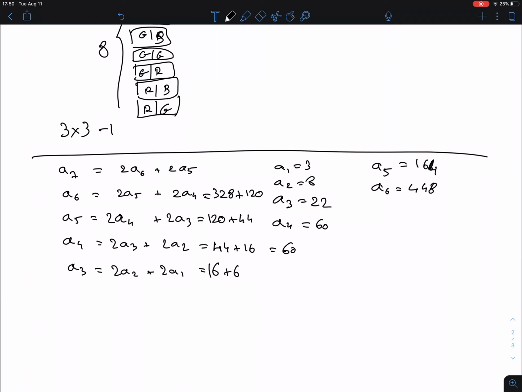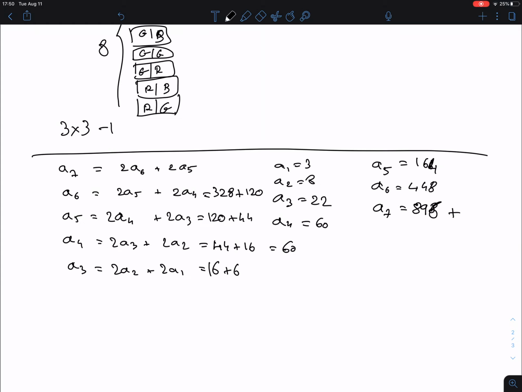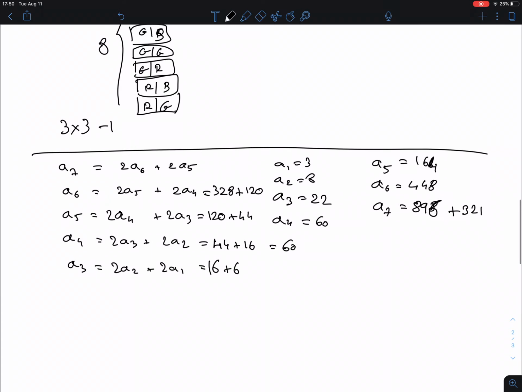And we are almost there. What is A7? It's 2 times 448, that is 896, plus 2 times the previous number, 328. So if I didn't make a mistake, it's 1224. Now I have to double check this because I might have made a mistake here. Remember, there are the solutions in the back of the book. What number was this?